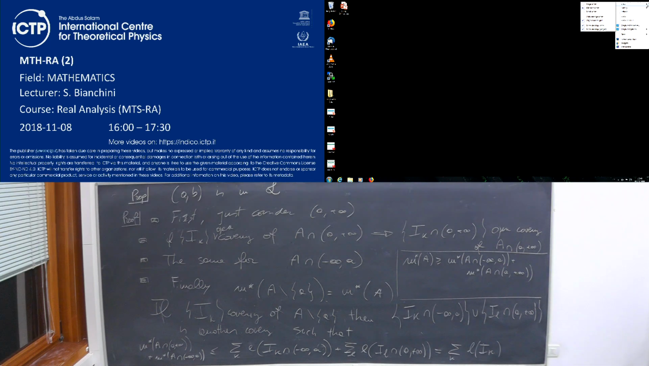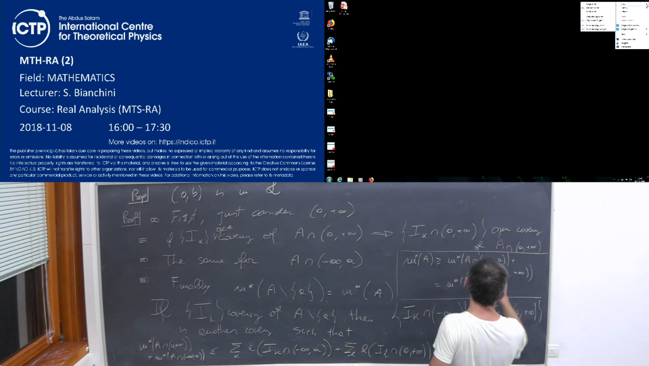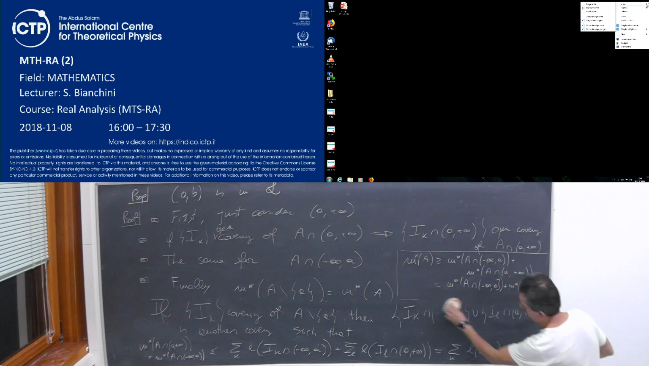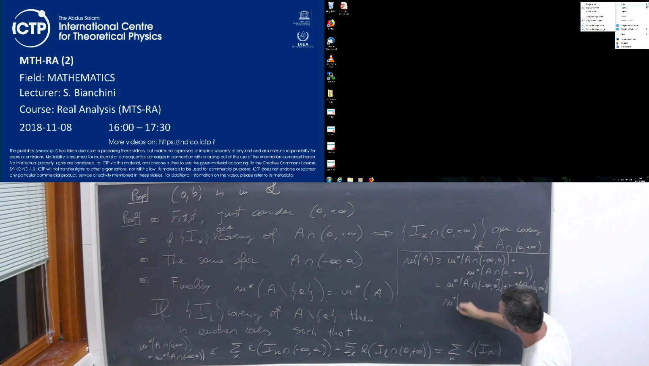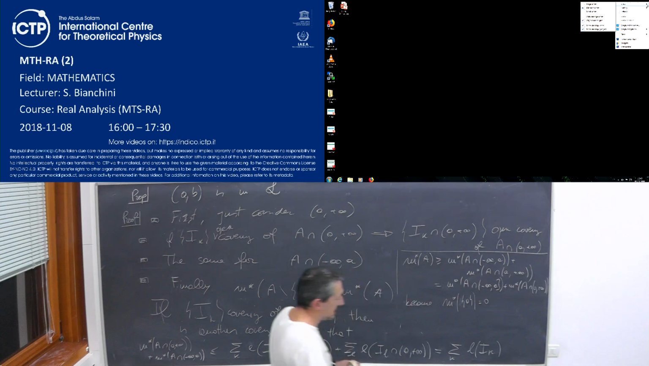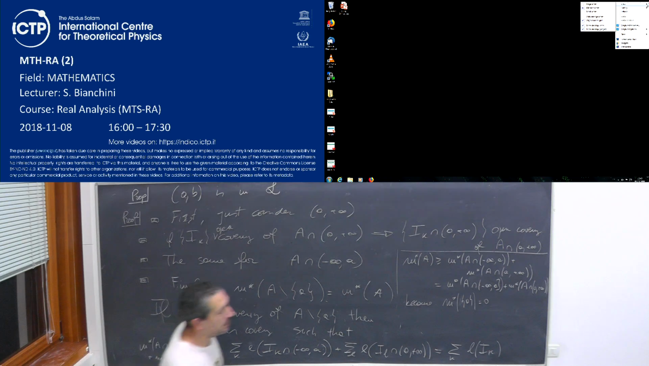And now, I know that this is equal to the same set when I add a set of measure 0. So this is equal to m star of A intersection, I add here minus infinity A, plus m star of A intersection A plus infinity, because m star of the point A is equal to 0. But this is exactly the thesis, no? Because this is the complement of this set.